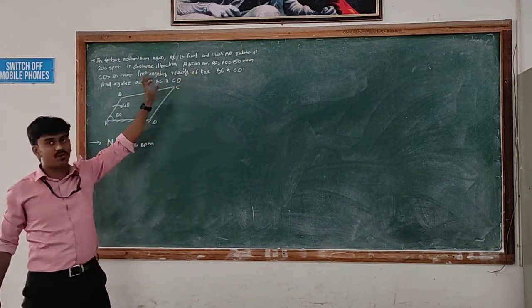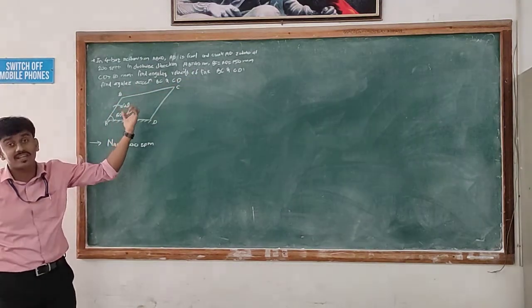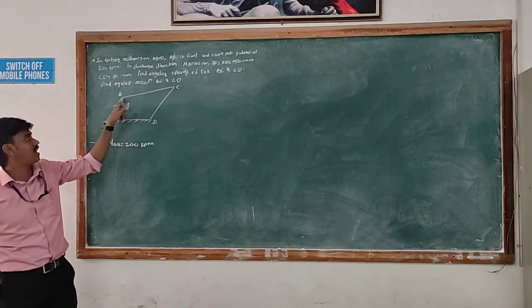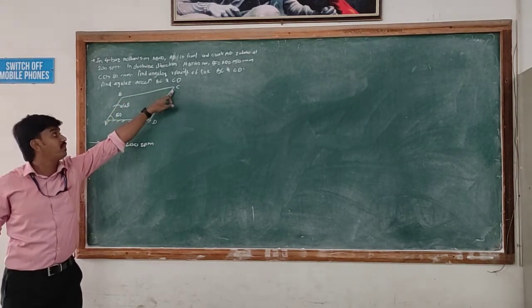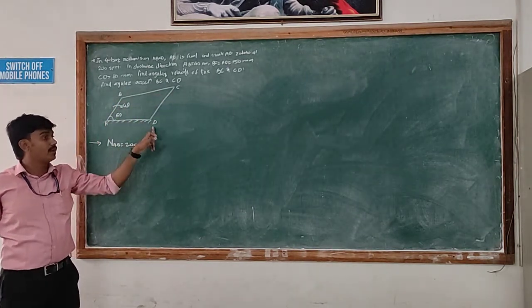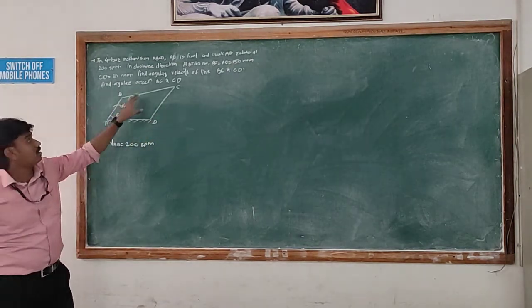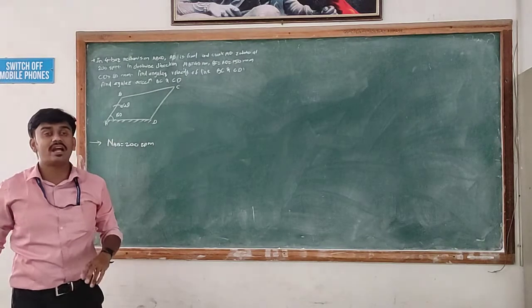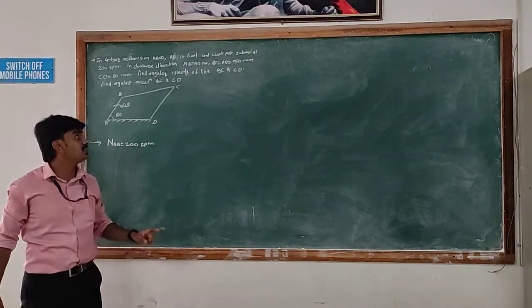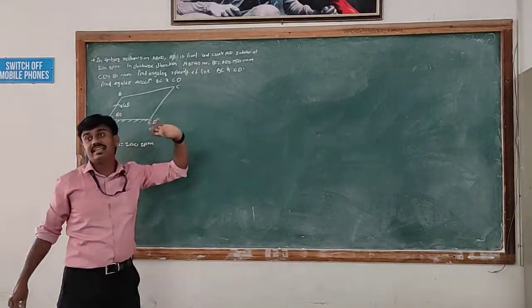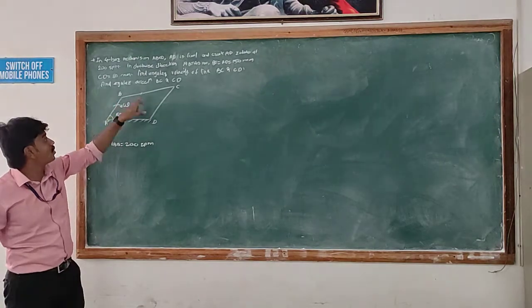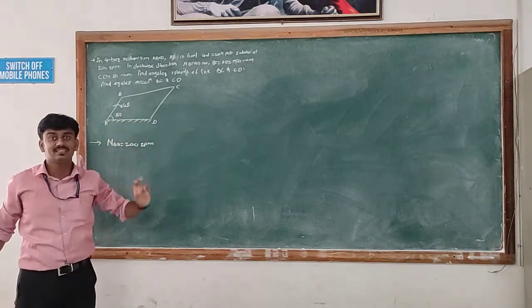The AD is 40 mm. The length of the various links are given, that is AB is 40 mm, BC is equal to 150 mm, AD is equal to 150 mm and CD is equal to 80 mm. Okay, and they asked to find out the angular velocity of the link BC and CD and angular acceleration of the link BC and CD.